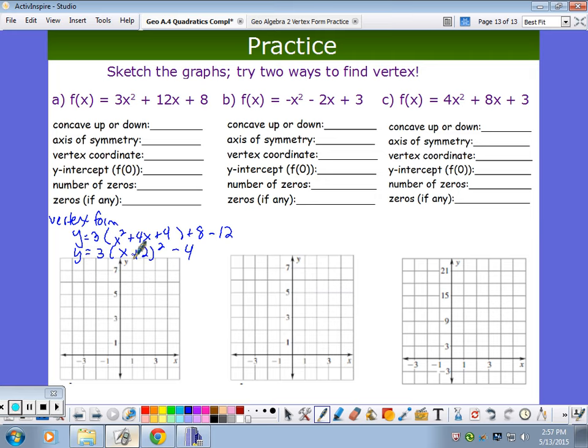what is the vertex? Okay. Now what's the axis of symmetry? Okay. Now the rest of this is exactly the same. Is this going to be concave up or down? Oh, right, that's positive. Y-intercept, you're going to plug in a 0. Number of zeros, well, you have to figure this stuff out, find the zeros, just like we did before. I will tell you this, there are two zeros, you're going to have to use the quadratic formula on this one. But you graph the rest of it the same way.